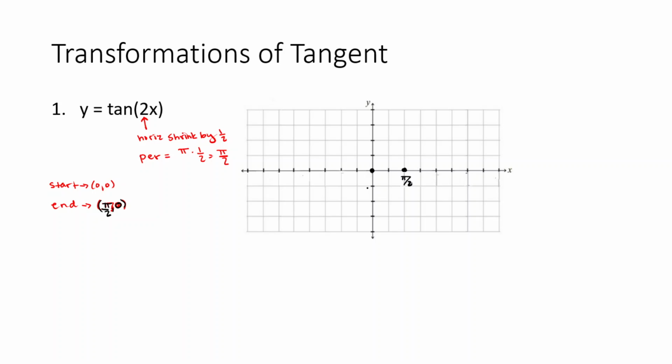Now, where does that put the asymptotes? Well, the asymptotes are going to be your midpoints. So the middle is now at x equals pi fourths. That's halfway between 0 and pi halves. So if you do 0 plus pi halves and divide by 2, you'll get the midpoint. And that's where our asymptote belongs.